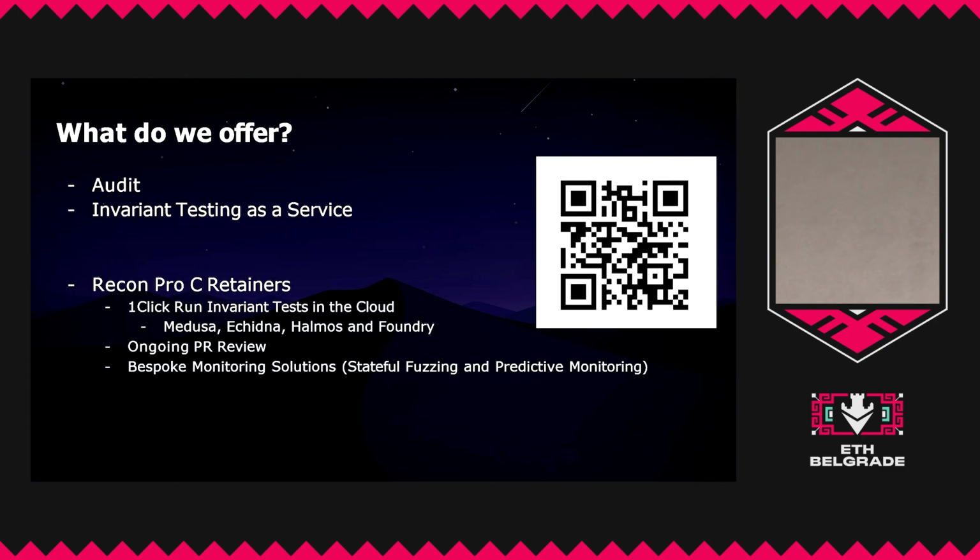In terms of what we do at our company, we do audits, and we also do invariant testing as a service, which fundamentally means we set up this specific type of tests that help us explore combinations in smart contracts in order to find bugs. We also have some custom deals where we allow you to run the invariant test in the cloud through Recon Pro, but we also have monitoring as a service. And it's actually something I'll talk about tomorrow, of how we use invariant testing to predict exploits instead of detecting them.